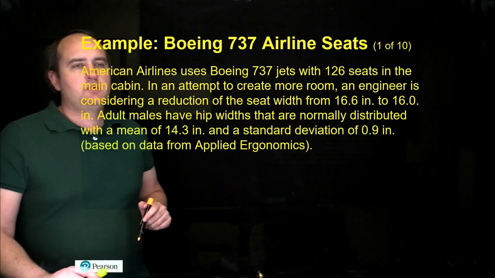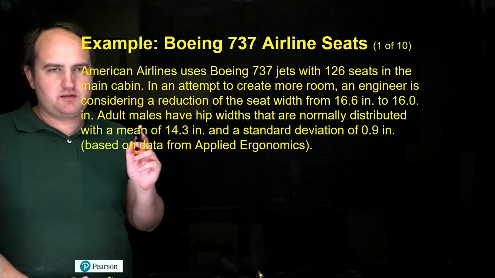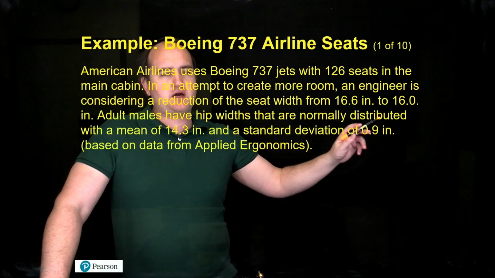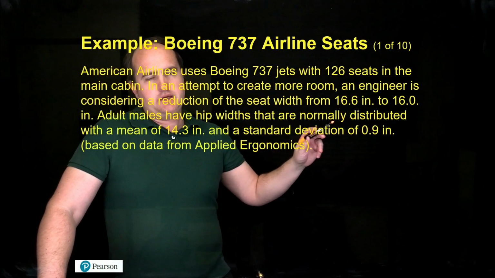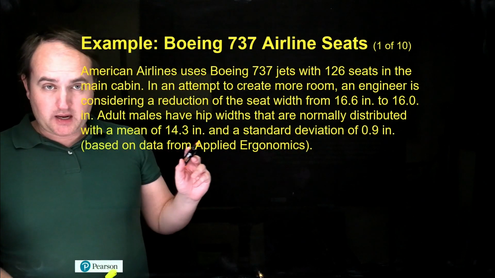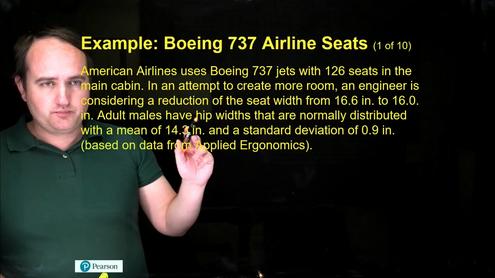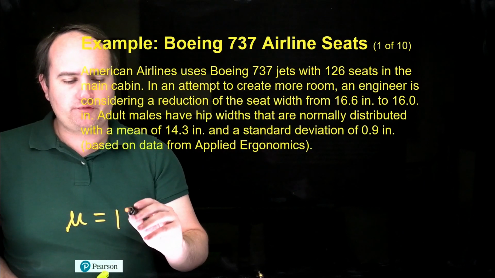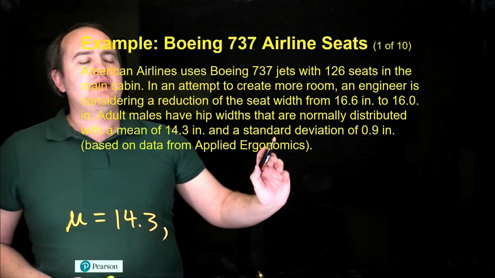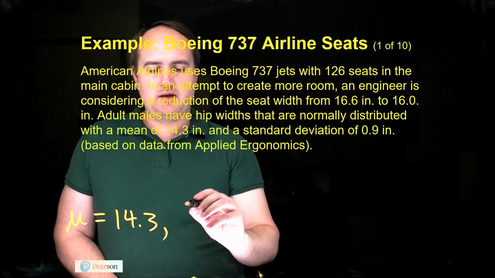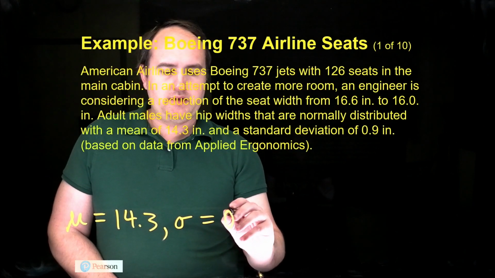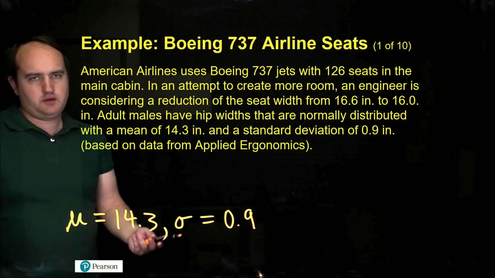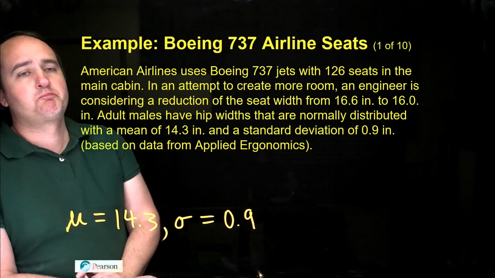So just remember that the mean and the standard deviation they're talking about here is the population mean, so this is going to be mu. Out of this, I already know that mu equals 14.3 inches, and sigma is 0.9 inches. It's helpful to just write down the numbers, and that way we can plug them into the formula.